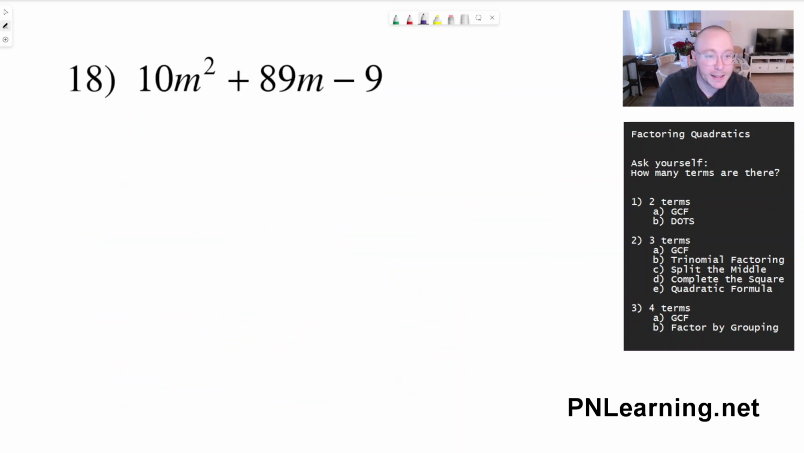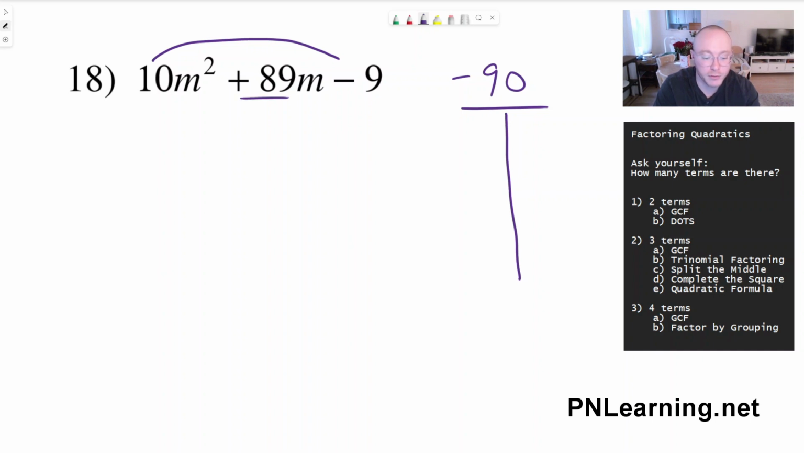We've got 10m squared plus 89m minus 9. It doesn't look like any of these are going to have common factors because 10 is only divisible by 5 and 2, which neither 89 nor 9 are going to be factorable by those numbers. So we're just going to go ahead and split the middle. 10 times negative 9 is negative 90, and we factored this number a couple times. Let's see if we can get factors which have a difference of 89.